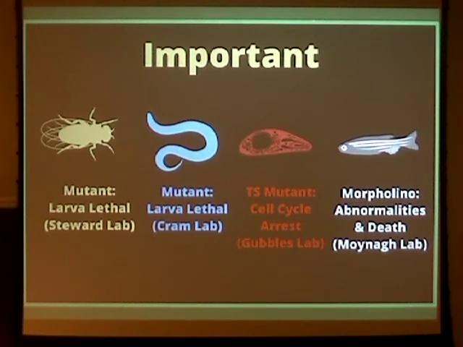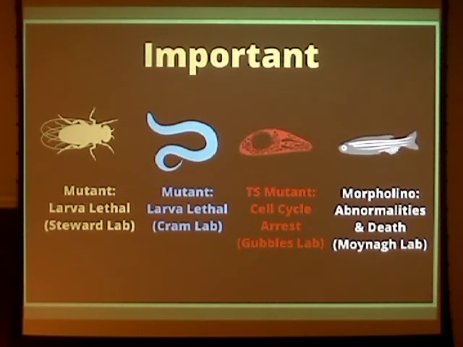What do we know about what it might be doing? So we know that whatever cactin's doing is doing something important. Mutants in this gene in Drosophila die in the larval state. Same with C. elegans, those mutants die as well. A temperature-sensitive mutant in Toxoplasma results in cell cycle arrest.